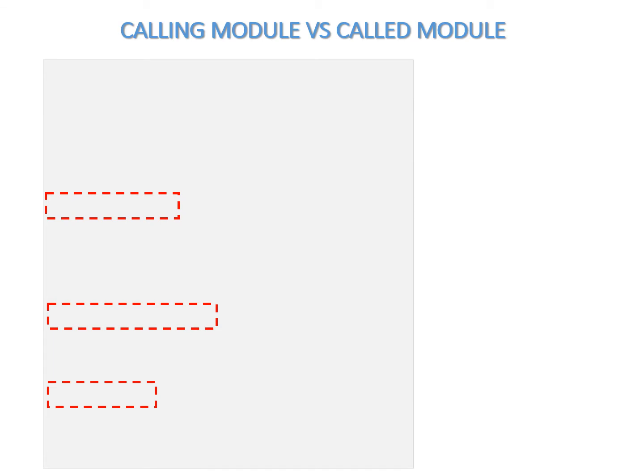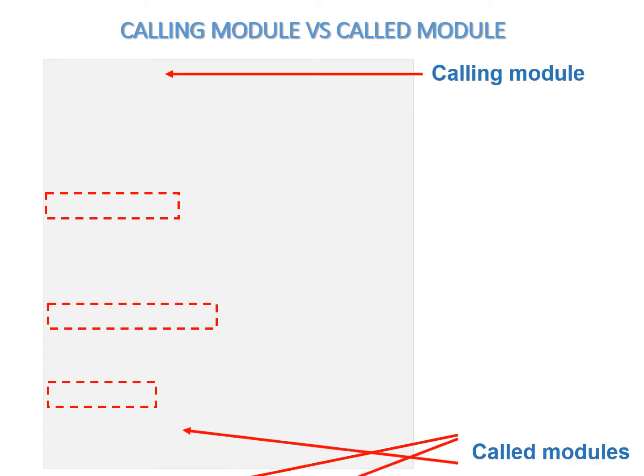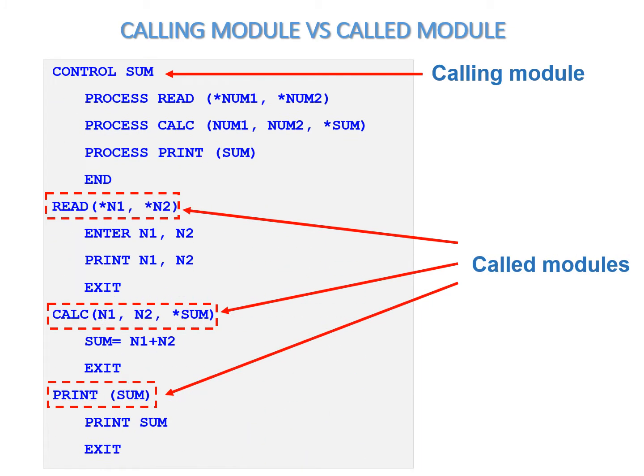In this example, I want to show you the calling module and also the called module of this program. So control sum is a calling module, while the read, calculate and also print are the called modules. So the called module here we call as module definitions.